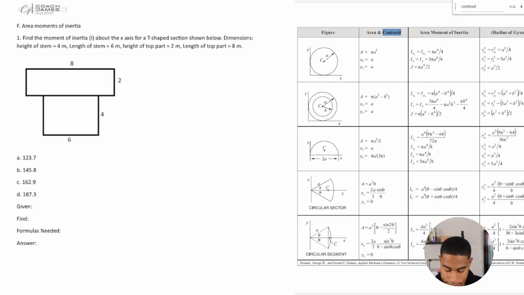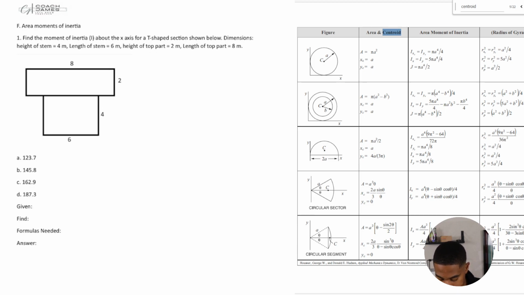Number 1 says, find the moment of inertia about the x-axis for a T-shaped section shown below. Dimensions. Height of stem is 4 meters. Length of stem is 6 meters. And then the height of top part is 2 meters. And the length of top part is 8 meters. So looks like it's been drawn out for us below as well, which is nice.